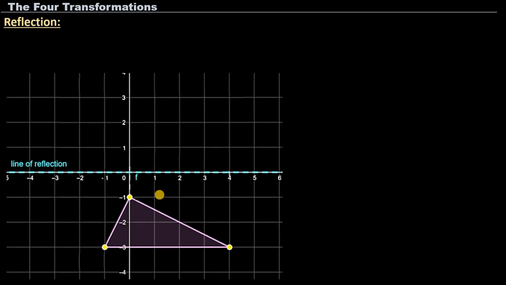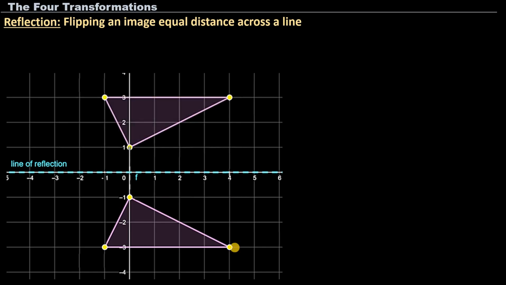So if we start with our first type of transformation, we're going to talk about the reflection. A reflection is the flipping of an image equal distance across a line. It's taken this triangle that was in the lower part of my coordinate plane and reflecting it across this blue line of reflection. This is a rigid motion type of transformation because the triangle is completely identical, completely congruent to the original one, but it is just in a different place, a different orientation. It has been flipped, but the shape is still preserving its lengths and it's still preserving its angles.